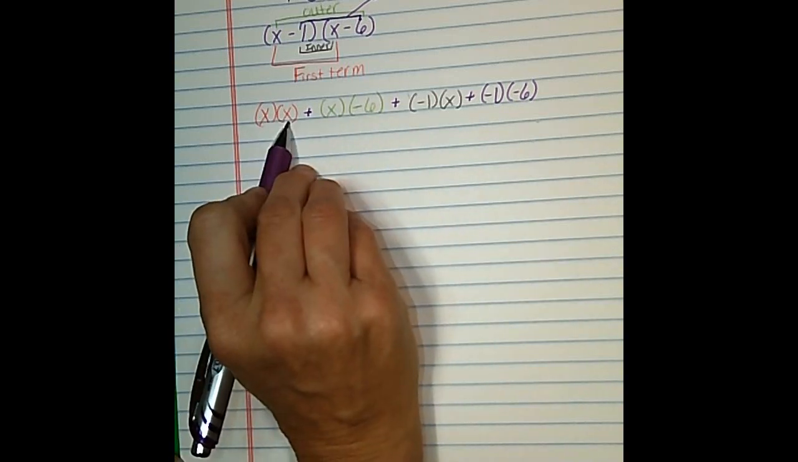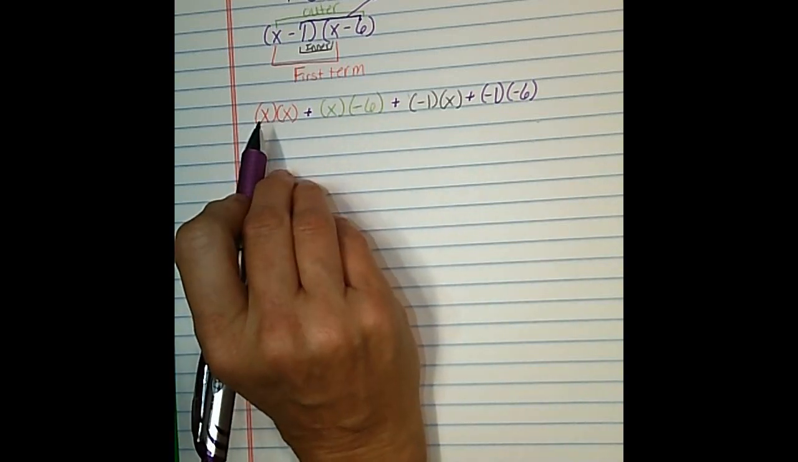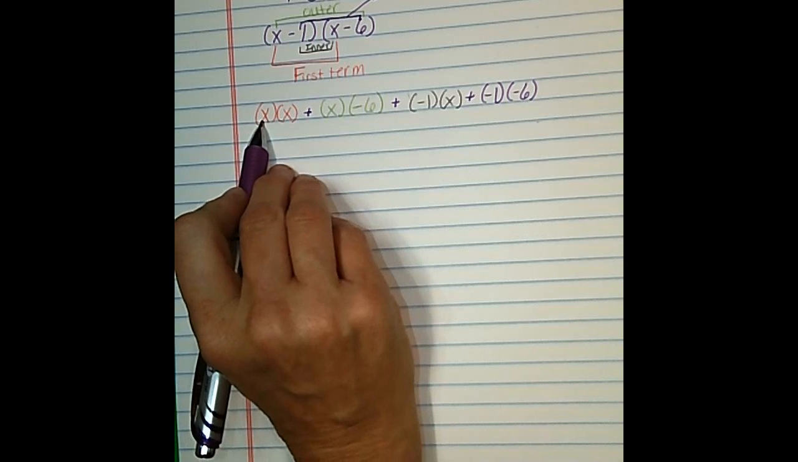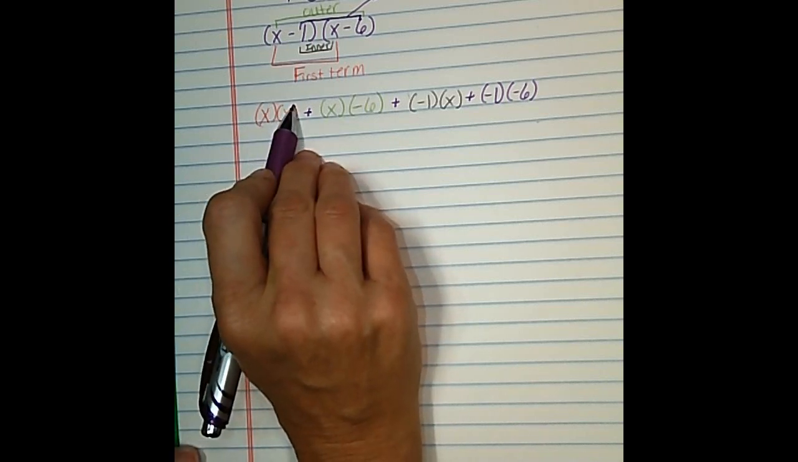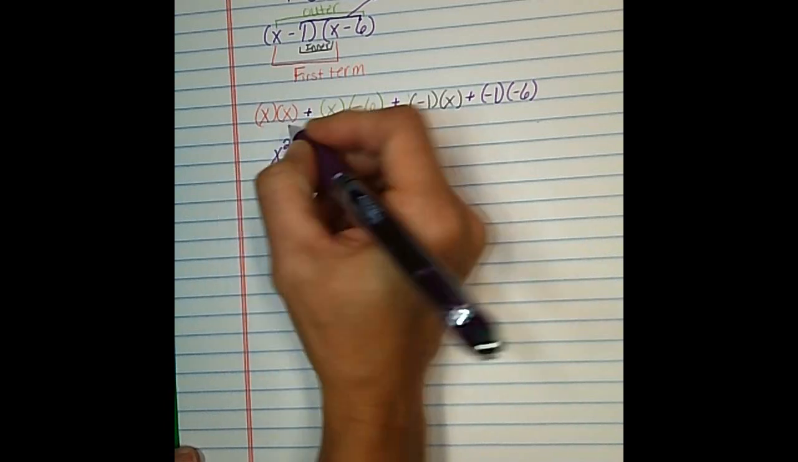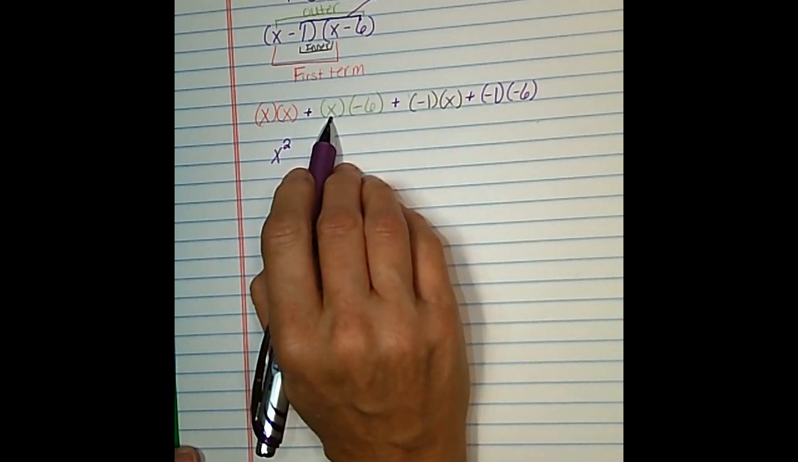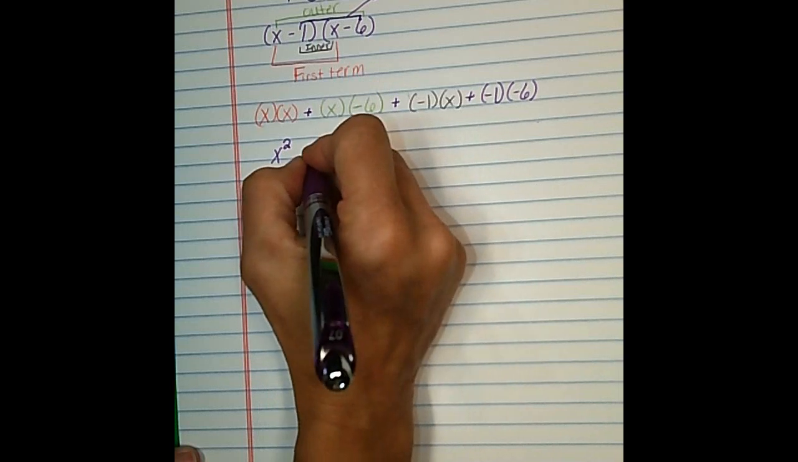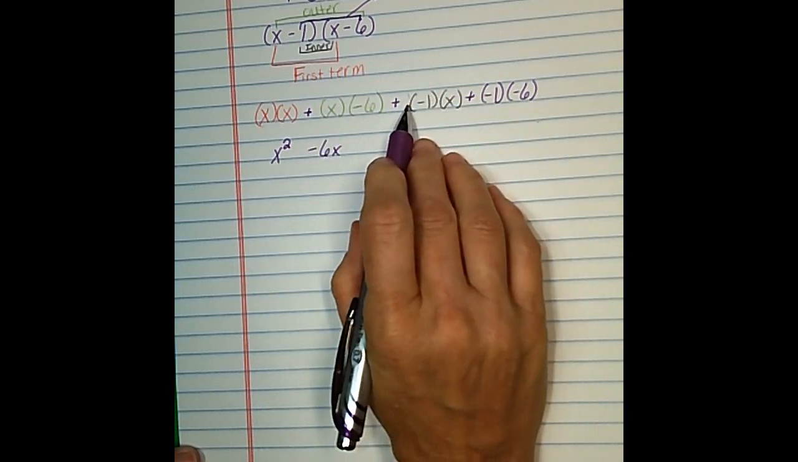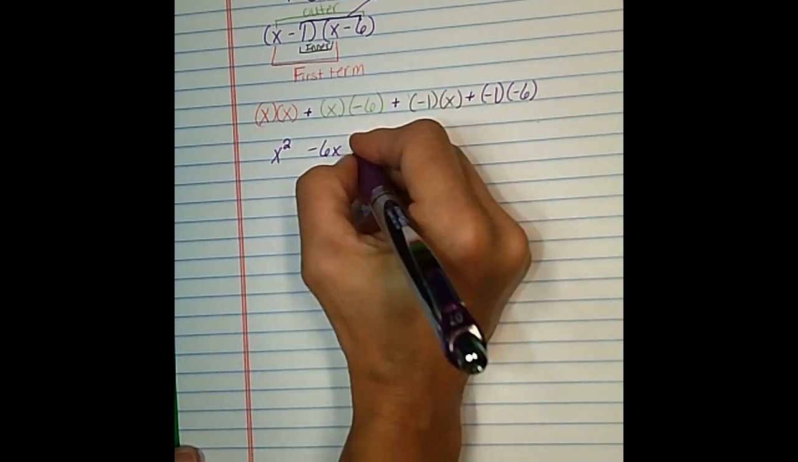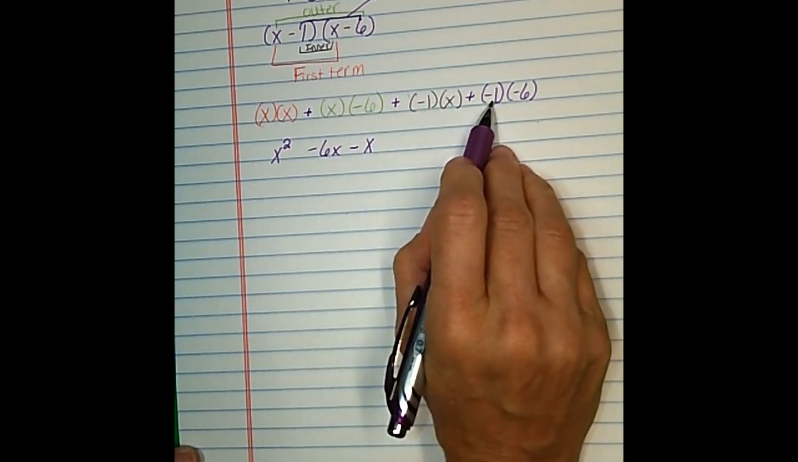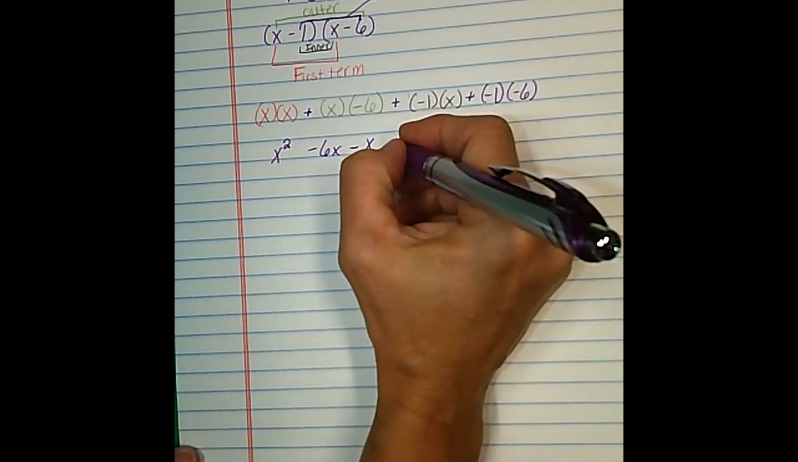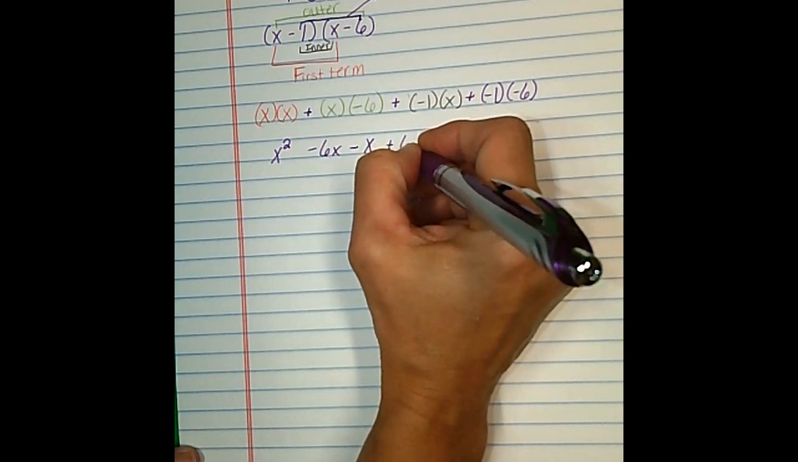X times x, well, the product rule of exponents means if I multiply like bases, I add the power. So I have a power 1 plus a power 1 gives me x squared. I have a positive x times negative 6 gives me a negative 6x. I have negative 1 times positive x gives me a negative x. I have a negative 1 times a negative 6. Negative times negative is positive.